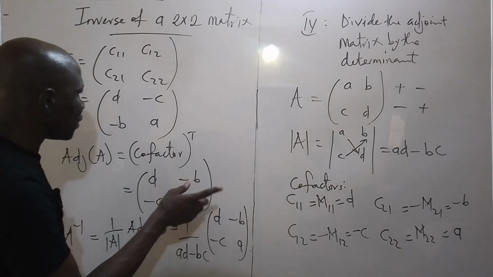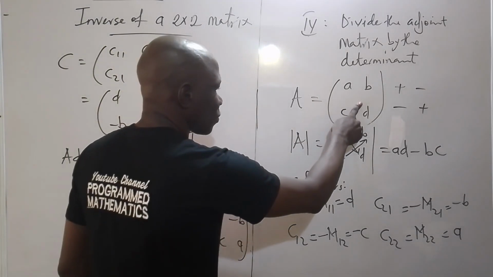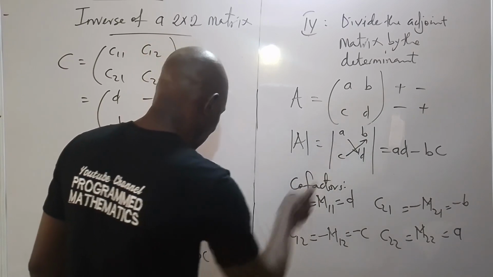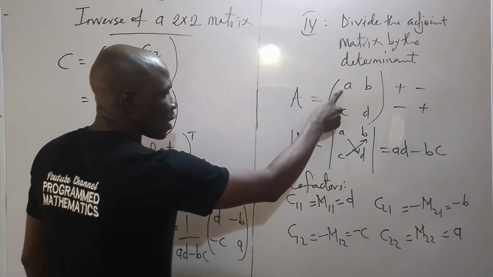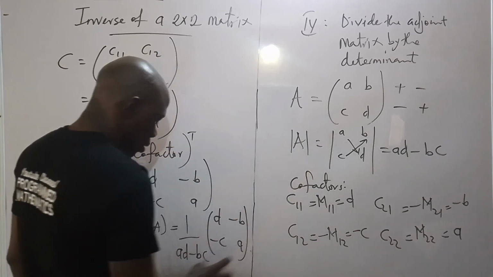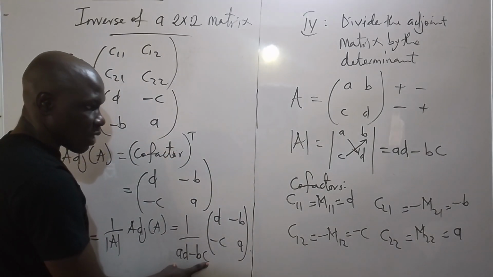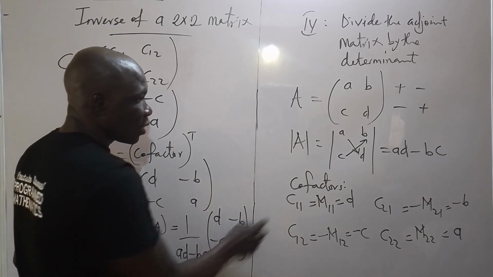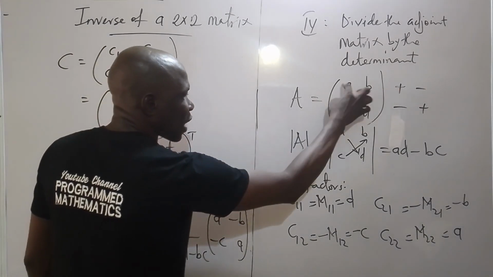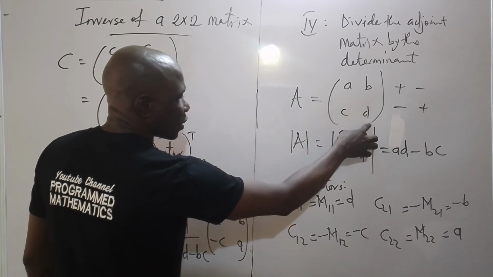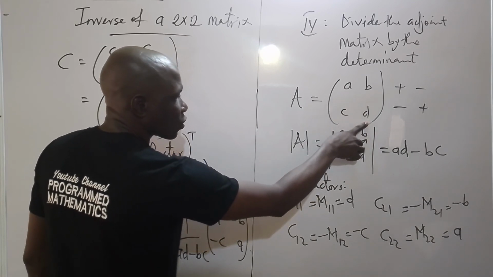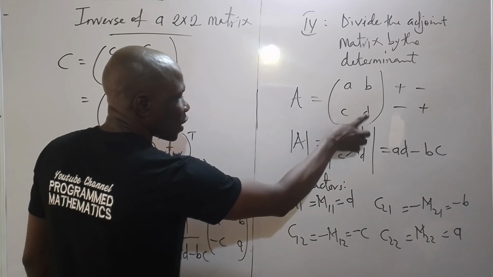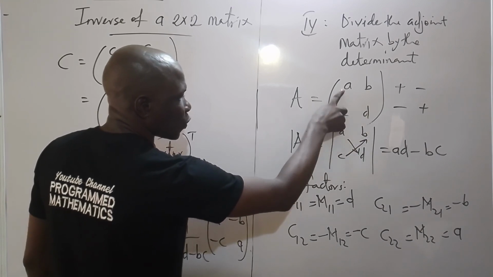Now, how do we do this? This is the matrix. First thing, find the determinant. Like we have here, multiply A by D minus B times C. That's the denominator. That's 1 over the determinant. Now, if you observe closely, what you have here and here, these elements on the principal diagonal, they switch their positions. Okay? A will take the position of D, D takes the position of A.